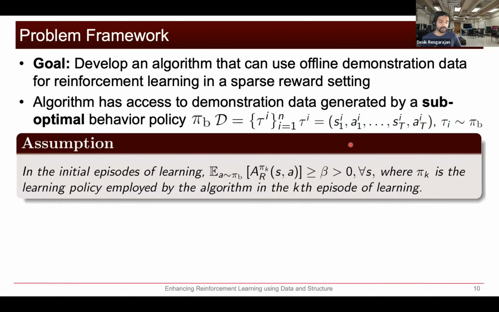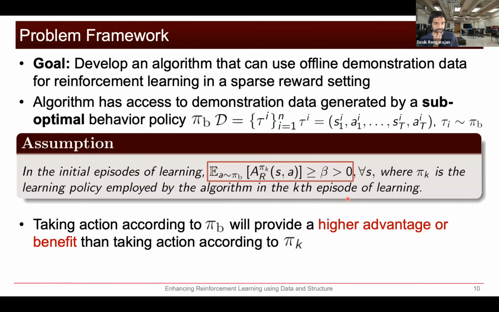So we need this behavior data to actually help learning. So we make some assumption on what the behavior data looks like. The assumption that we make is that in the initial episodes of learning, the advantage with respect to actions taken by the behavior policy of the policy at iteration k is lower bounded by some value beta. So what does this essentially mean?